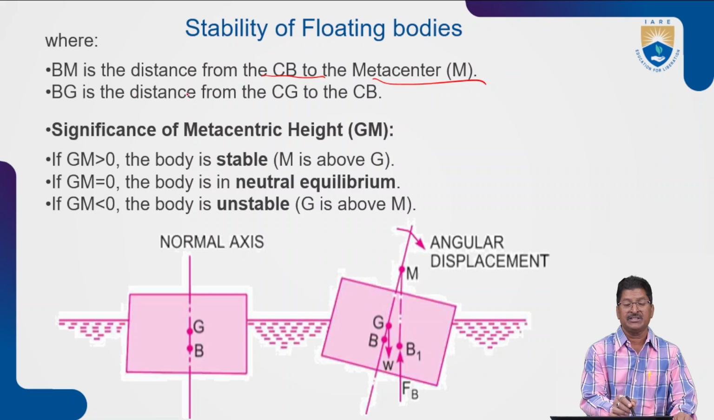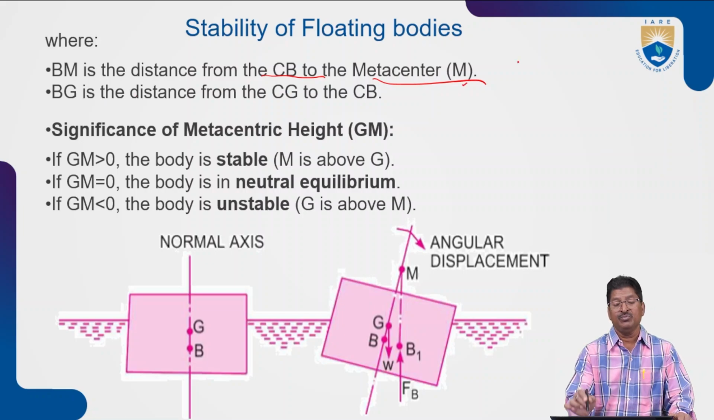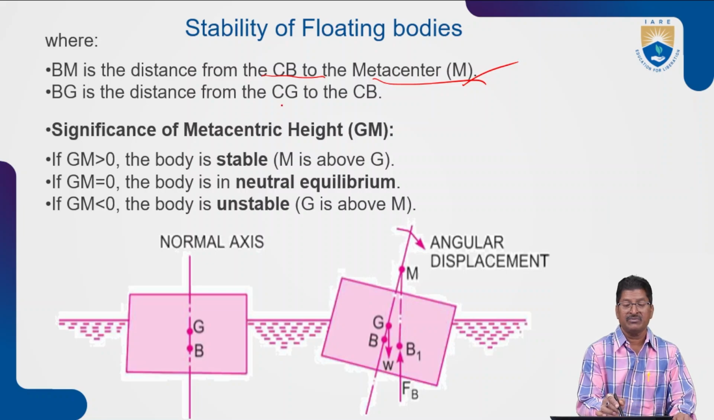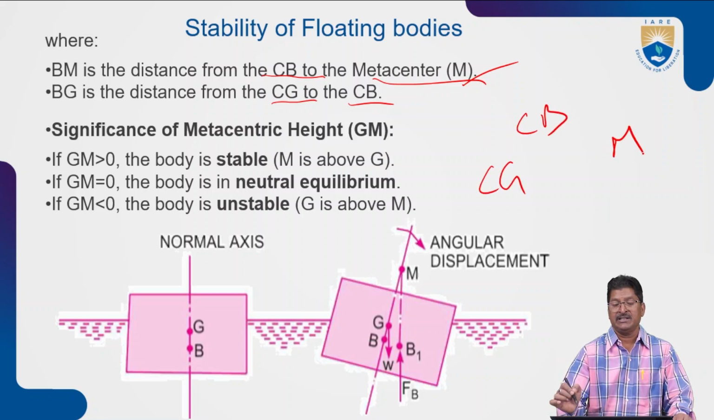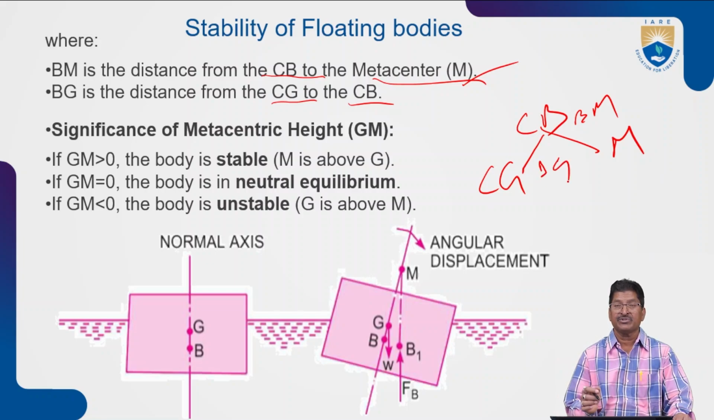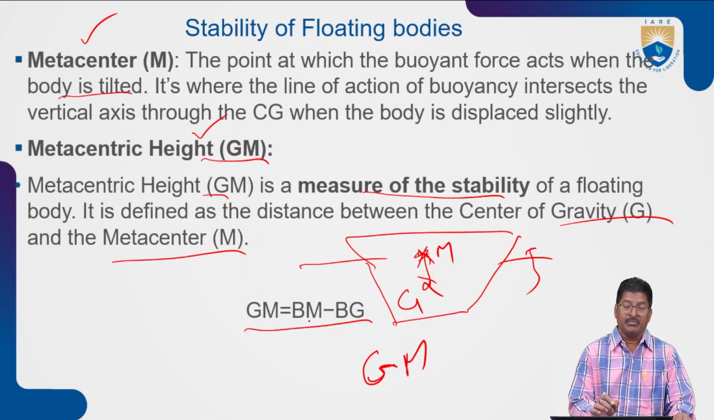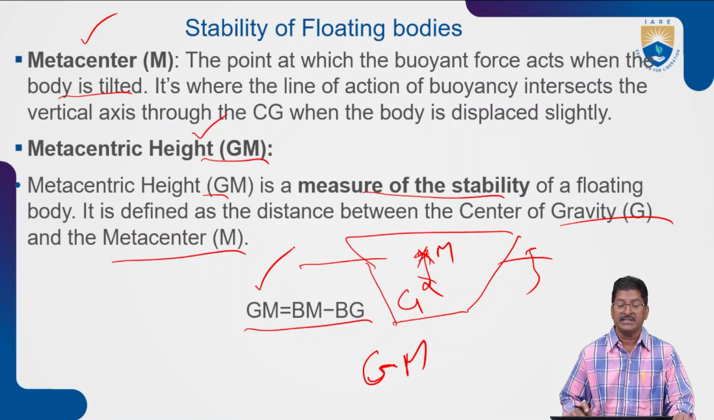What is the BM here? It is the distance from the center of buoyancy to the metacenter. And BG is the distance from the center of gravity to the center of buoyancy. So here the center of buoyancy is there, the center of gravity is here, the metacenter is there. The distance between the center of buoyancy and metacenter is called BM, and the distance between the center of gravity and center of buoyancy is called BG. If you subtract BM minus BG, then you will get the metacentric height here.